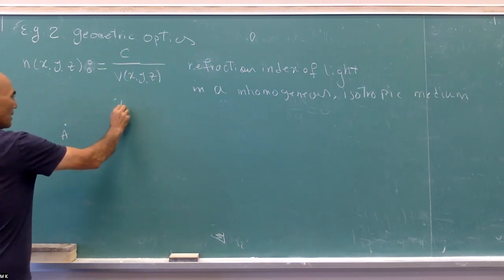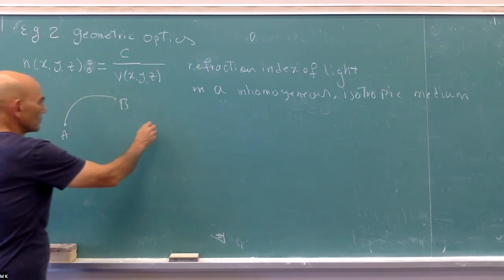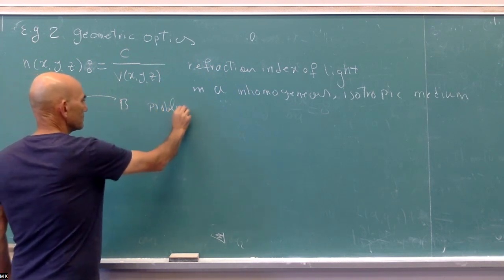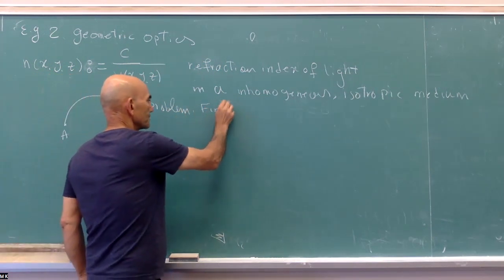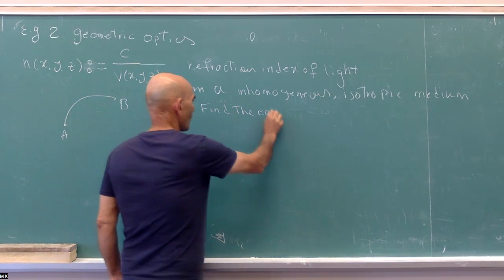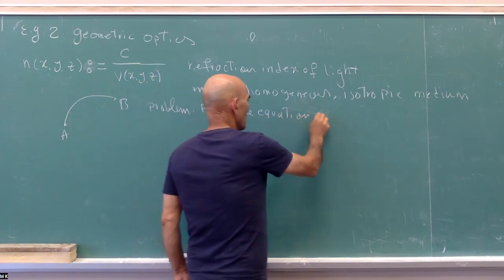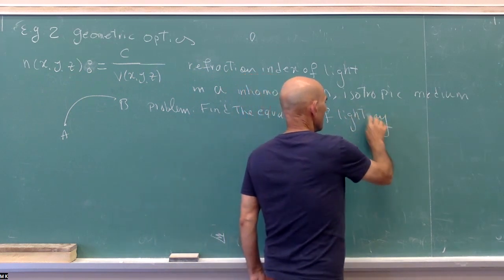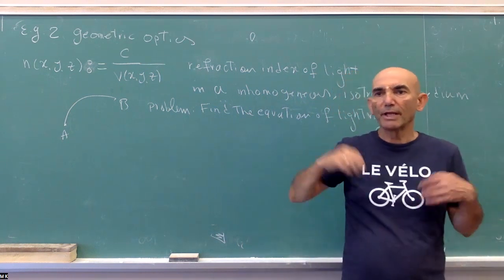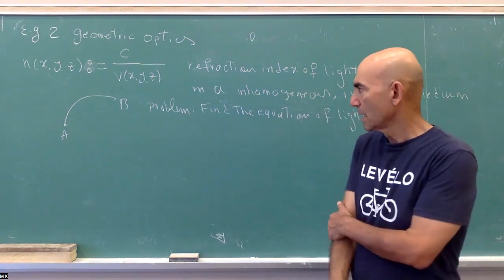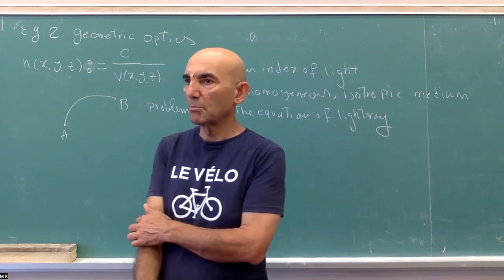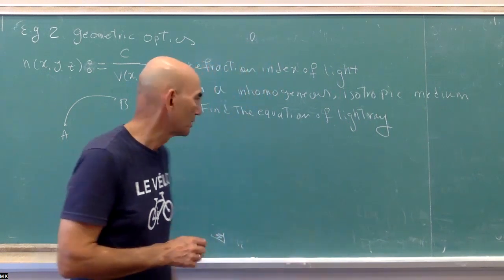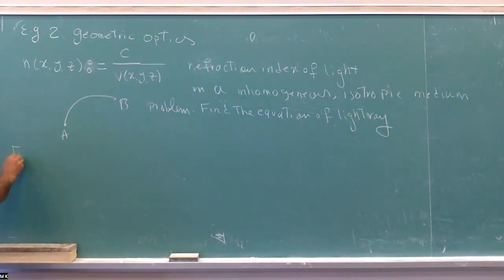The light goes from A to B. So the problem is: find the equation of the light ray. Of course, we are talking about the light ray in this medium. And the answer to this question is based on Fermat's principle of least time, as we discussed last lecture. So, Fermat's principle of least time.